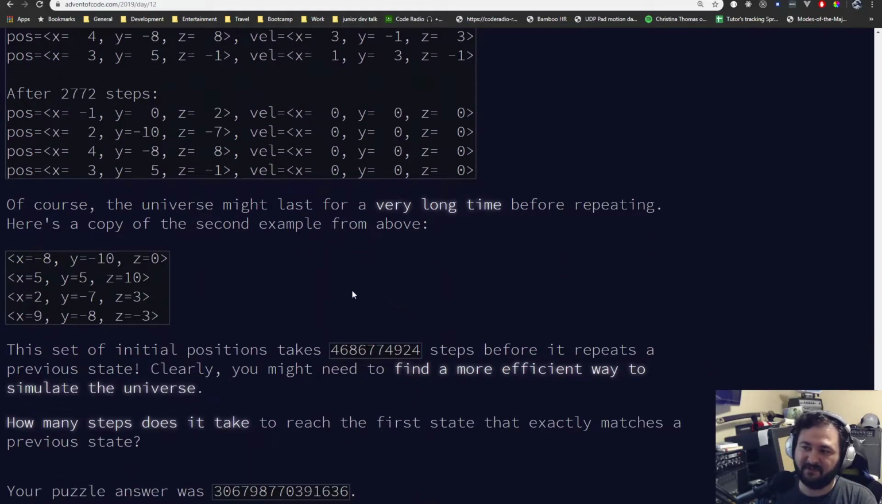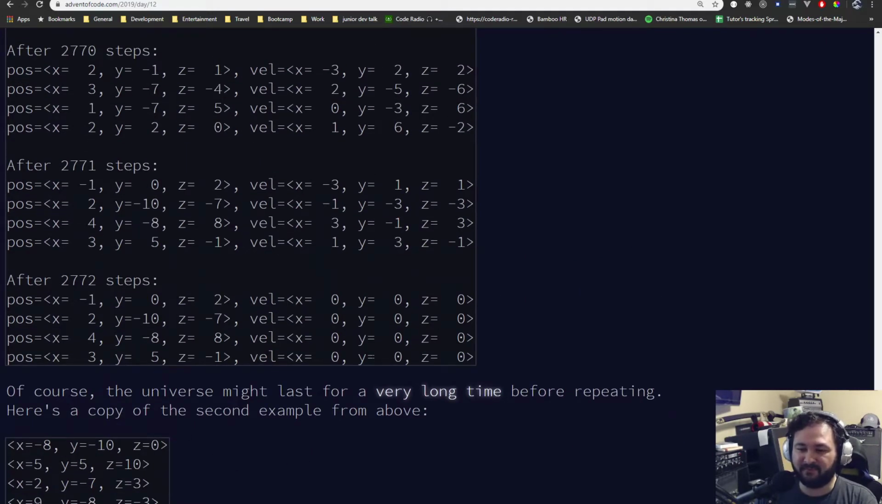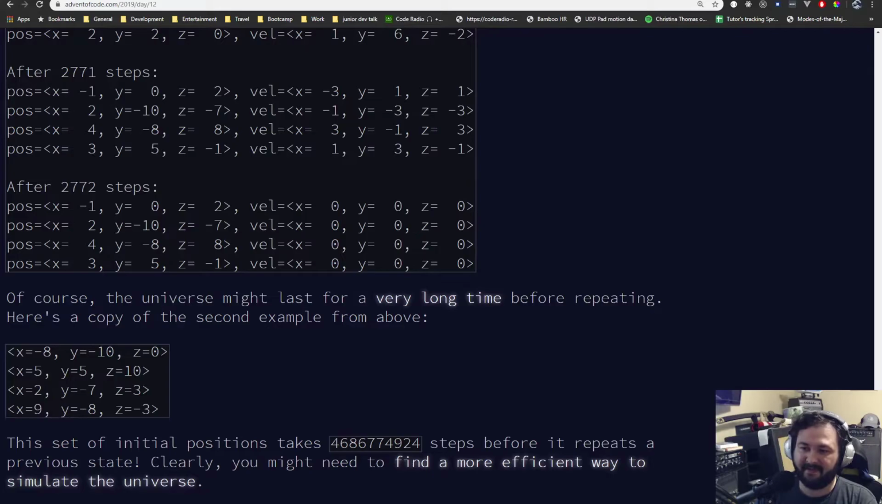One of the insights was realizing that the system must repeat itself at some time, and also that the x, y, and z values have their own independent loops of positions. So it then became a problem of finding the least common multiple, I think is what I'm looking for. The least common multiple of the loop sizes for all three, x, y, and z.